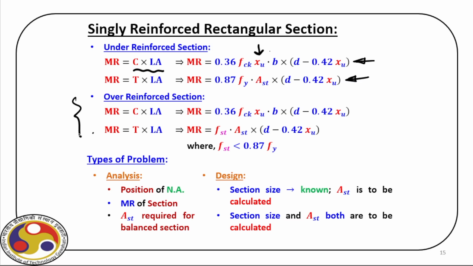Now for the design problem, we can actually view the problem in different ways. We can see a problem where we need to find out the position of the neutral axis, then moment of resistance of the section, then Ast required for the section. So if you do that, we complete the design. So we can start with section size known. Then with that known section size, we evaluate amount of steel required. On the other hand, we can have a situation where we define section size and Ast both for that particular design case. So these are the different options we can have.